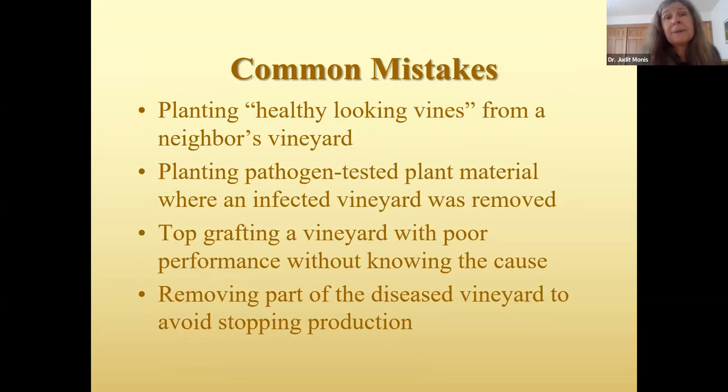There are common mistakes that people make when they're planting a vineyard. And I can tell you that after so many years of working in this industry, I probably can think that I've seen it all. Some people are planting healthy looking vines from the neighbor's vineyard when they're not so healthy. Planting pathogen tested planting material where an infected vineyard was removed. Top grafting a vineyard with poor performance without knowing the cause, removing part of the diseased vineyard to avoid stopping production.